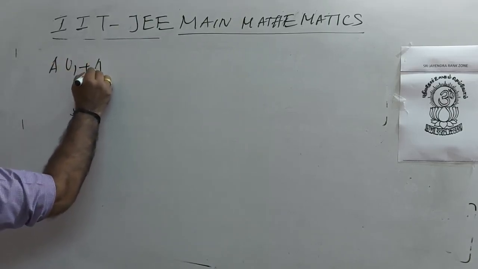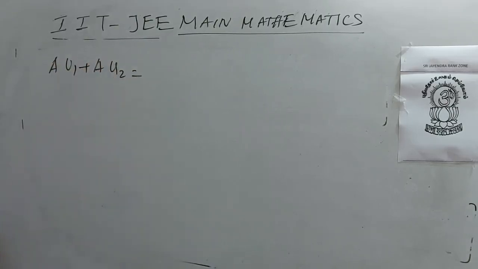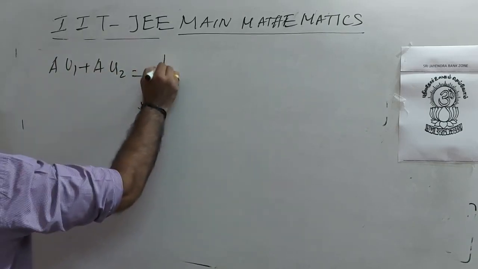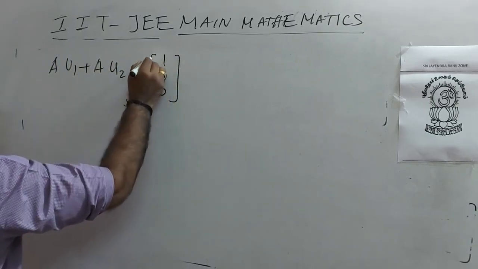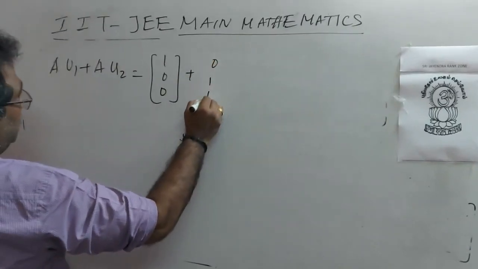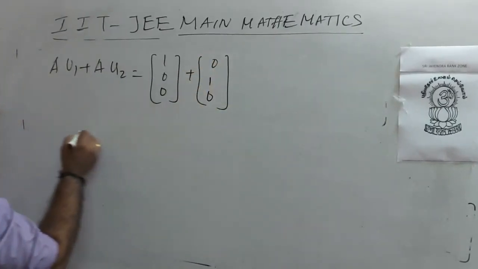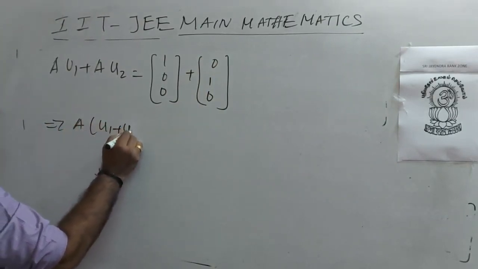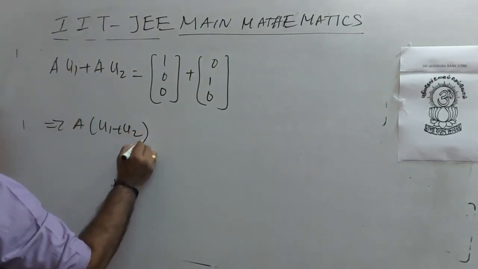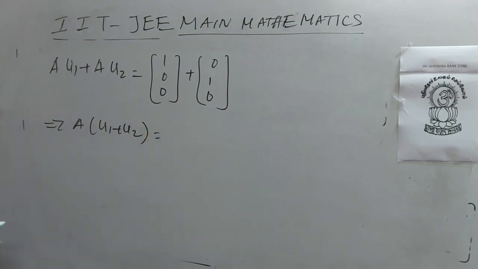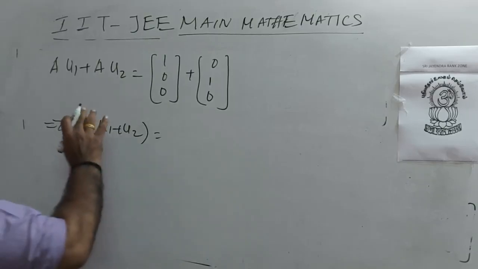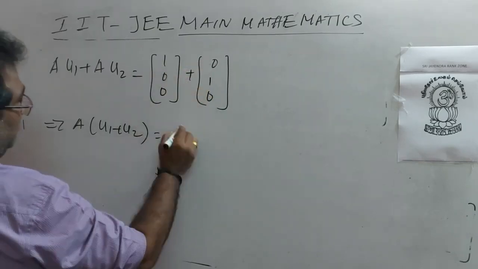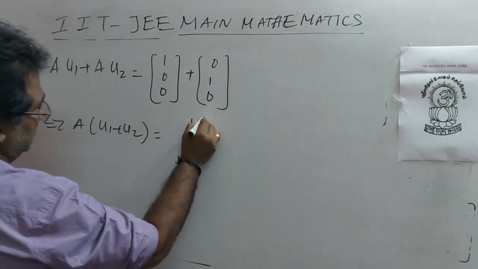A1 plus AU2, that is 1 0 0 plus 0 1 0, A into U1 plus U2. So these two matrices are column matrices of same type. So matrix addition is possible. So corresponding elements can be added. 1 1 0.